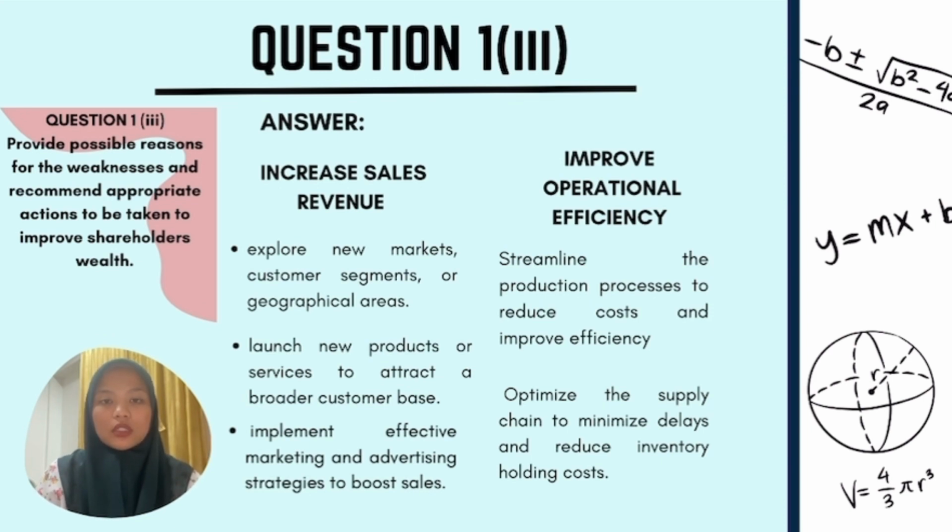First, increase sales revenue. They can explore new market, customer segment, or geographical areas. Also can launch new product or services. Next, they also can improve their operational efficiency. For example, they need to streamline the production processes to reduce costs and improve efficiency, and also invest in technology and automation.